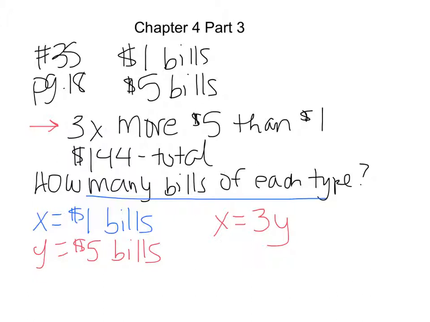The other equation we're going to write is that the total is $144. We don't know how many ones and fives we have. That's the question. But we do know that each $1 bill is $1, and each $5 bill is $5, and that is a total of $144. So we're going to take these 2 equations and solve them through substitution.